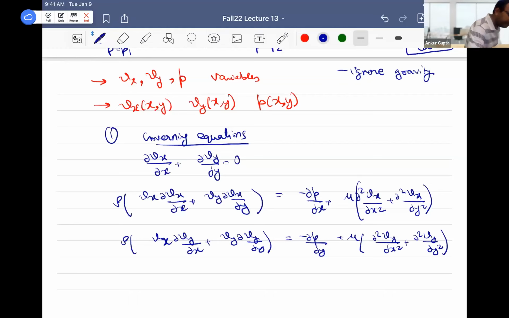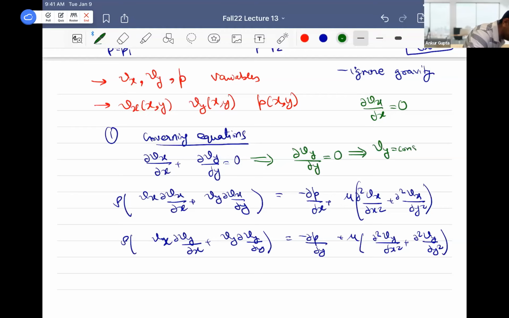Remember that del Vx by del x is equal to 0. This is an assumption because it is a fully developed flow, and we'll talk about this in part 3. But if this is true, what happens to my continuity equation? What happens to the first term? Zero, right? If del Vx by del x is 0, then the first term is 0. So that implies del Vy by del y is equal to 0, and that implies that Vy is equal to a constant.